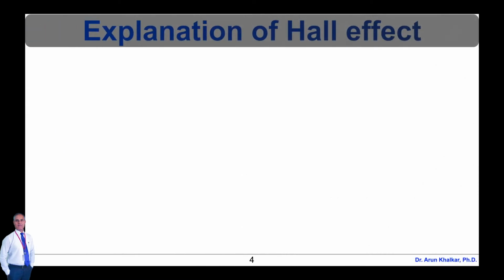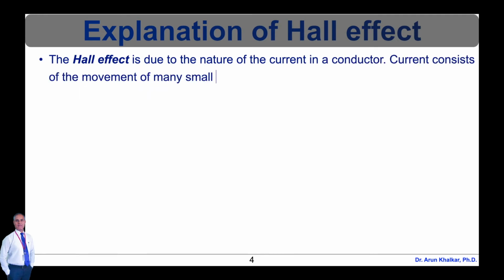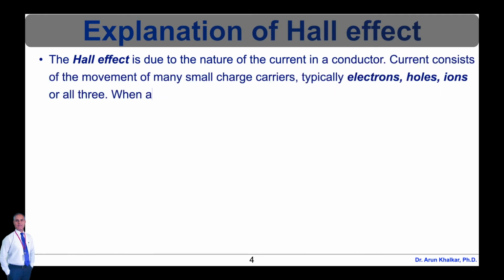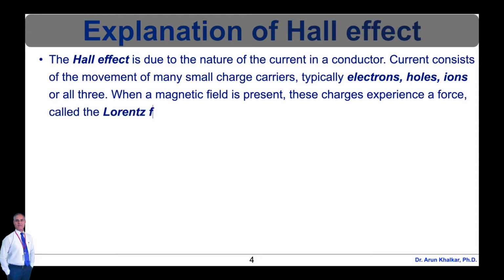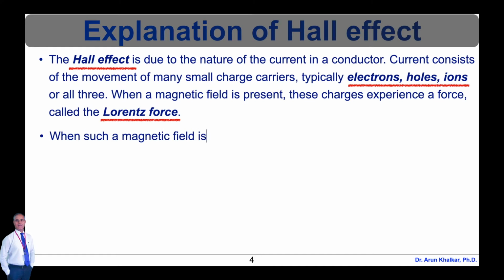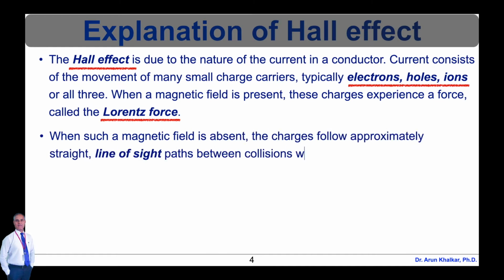The Hall effect is due to the nature of the current in a conductor. Current consists of the movement of many small charge carriers, typically electrons, holes, ions, or all three. When a magnetic field is present, these charges experience a force called the Lorentz force. When such a magnetic field is absent, the charges follow approximately straight line-of-sight paths between collisions with impurities, phonons, etc.